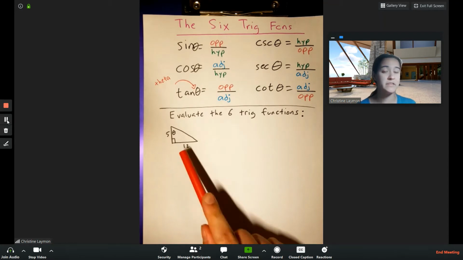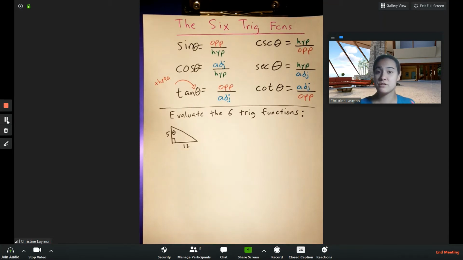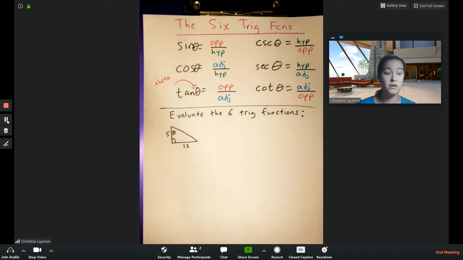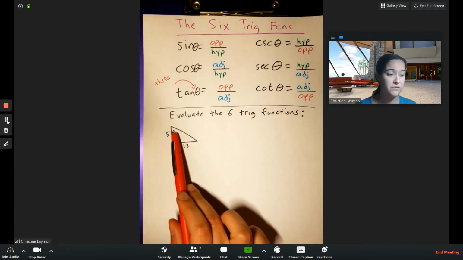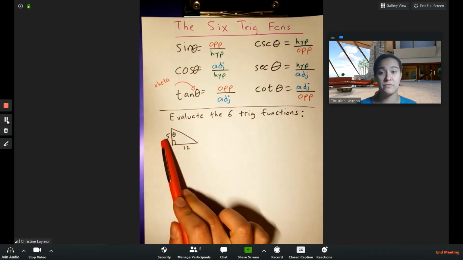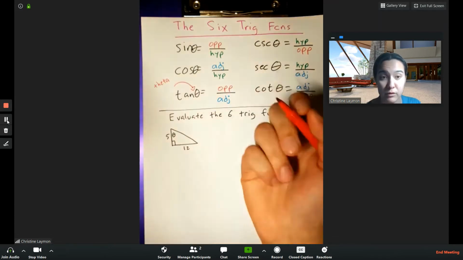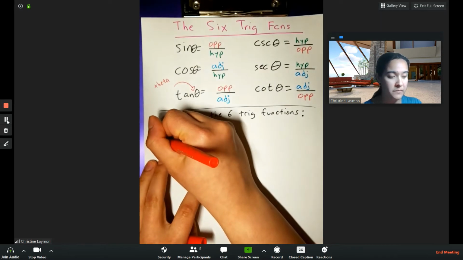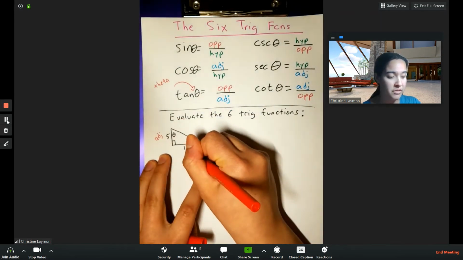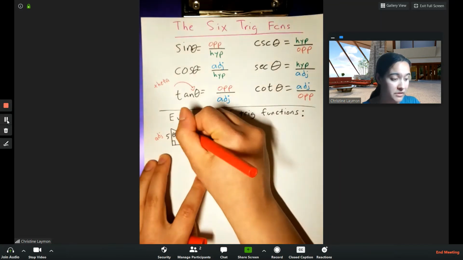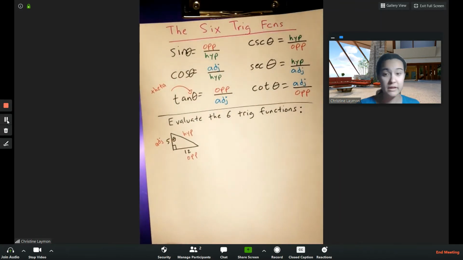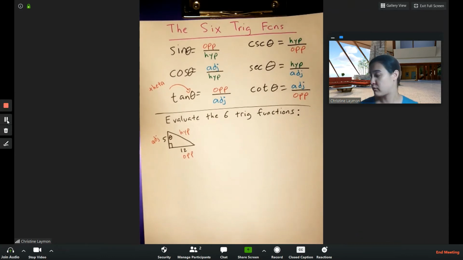So they want us to find the six trig functions. To do that, we're going to have to find the hypotenuse, because so far, I've been given tangent of theta. That's the one thing we know so far. I currently know that tangent of theta is 12 over 5. So let me start by labeling what I've been given. Based on this theta, I know that this here is the adjacent, this is the opposite, and this over here is the hypotenuse. But I do want to find that value.